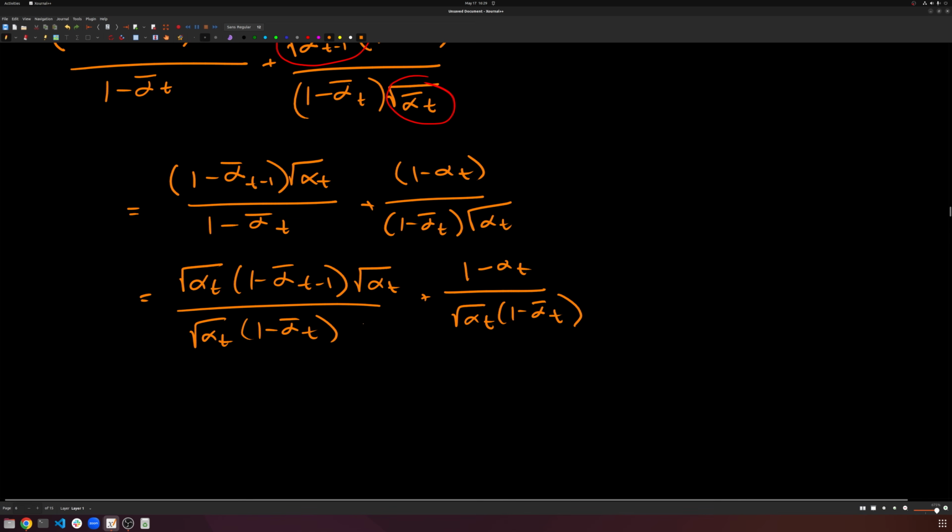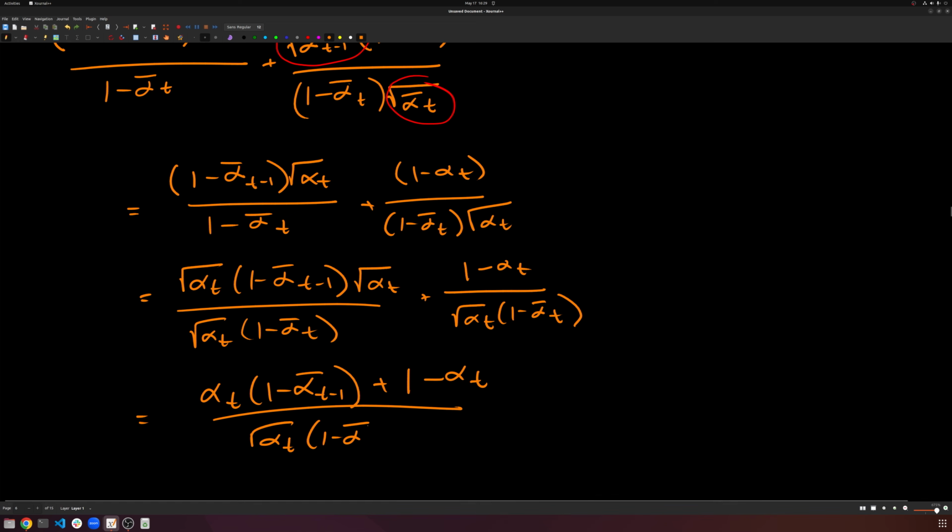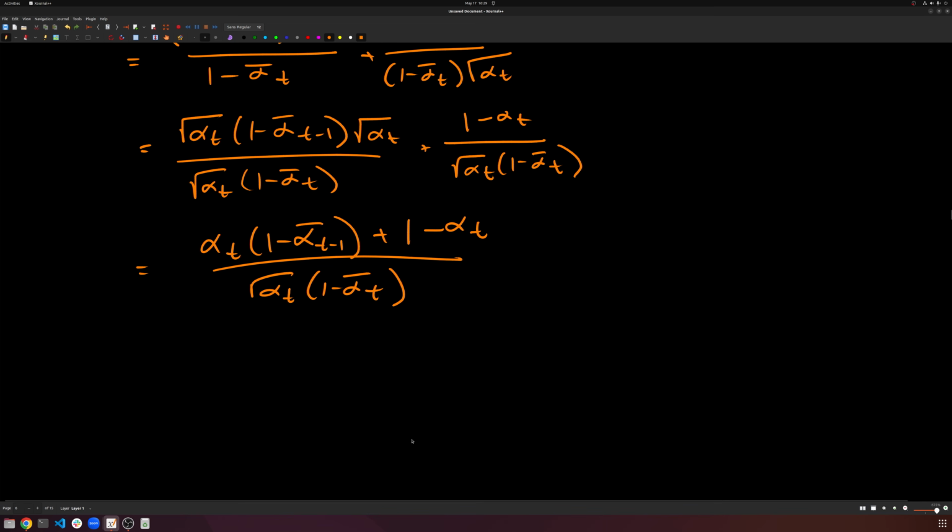And now we can see the denominators are the same, so we can actually add them together. But we also see that we have a square root alpha t, square root alpha t. So both of these will multiply together to make a single alpha t. So that's going to be equal to alpha t times 1 minus alpha hat t minus 1 plus 1 minus alpha t divided by the entire denominator. So that should be fine. That's going to be square root alpha t, 1 minus alpha hat t. So we're good to go there.